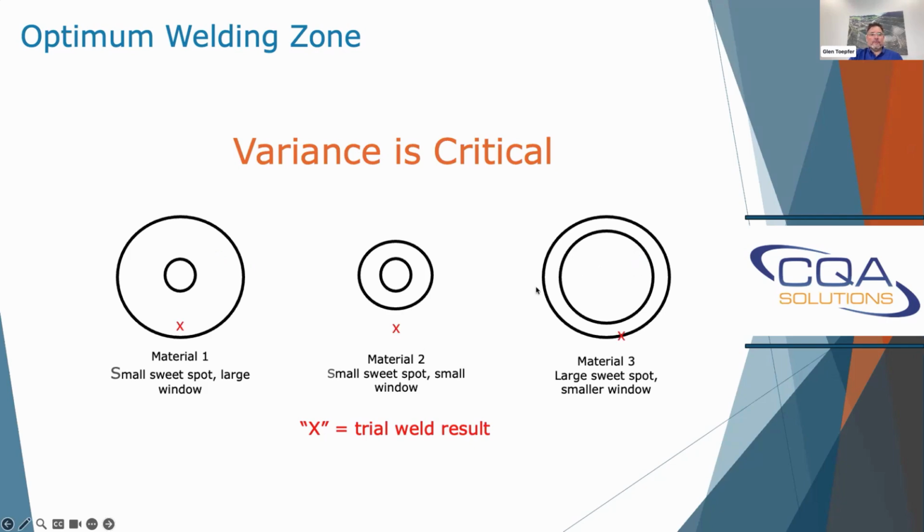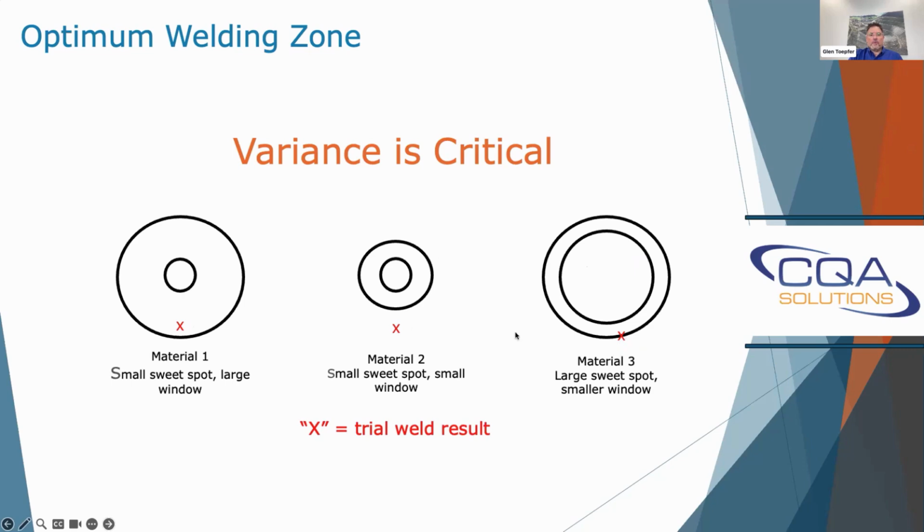Similarly, you can move the trial weld results around, and you're still on target. You're still meeting your objective, at least getting a passing trial weld, hopefully not damaging the geomembrane with material 1. Material 2, you're totally off. You're probably failing your trial weld at that point. And material 3, you're right on the edge now.